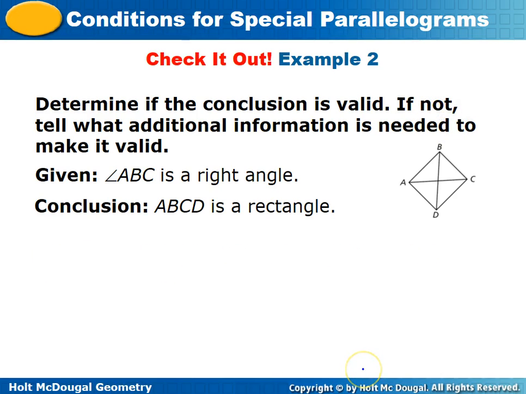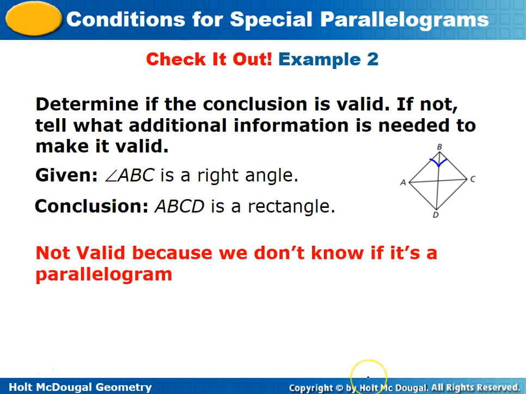So now, this next one says, check it out. Example 2. Determine if the conclusion is valid, and if not, tell what additional information is needed to make it valid. So this one says angle ABC is a right angle. Angle ABC is right here. Well, that's one right angle. Certainly not enough information for me. However, if I knew that it was a parallelogram, it would be enough information. So it's not valid because we don't know it's a parallelogram.